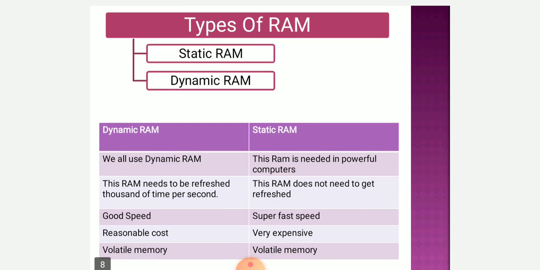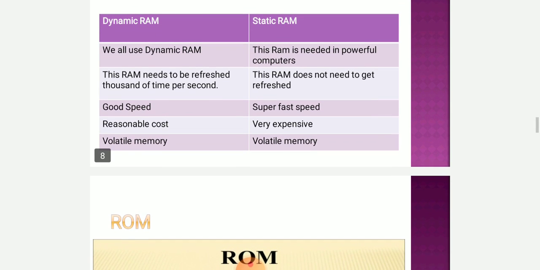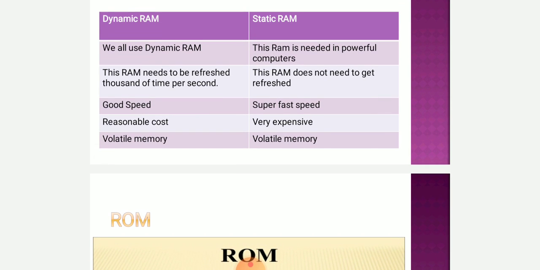Now I explain the types of RAM. There are two types of RAM, static RAM and dynamic RAM. You also write this difference in your notebook from the study material. Today I posted the study material, and from it you write two differences, dynamic RAM and static RAM, and RAM and ROM. Okay students? We all use dynamic RAM. Static RAM is needed in powerful computers; it is only useful for powerful computers.